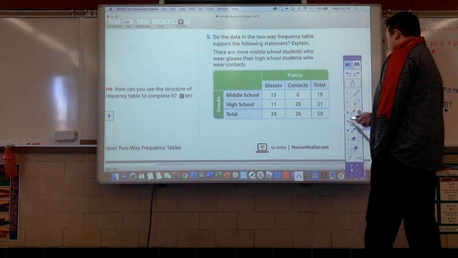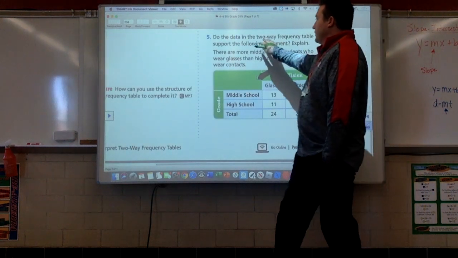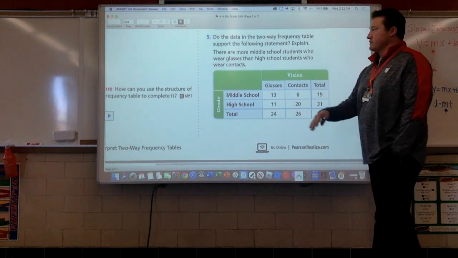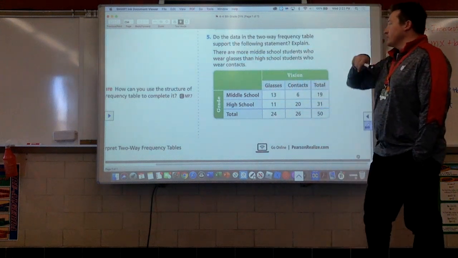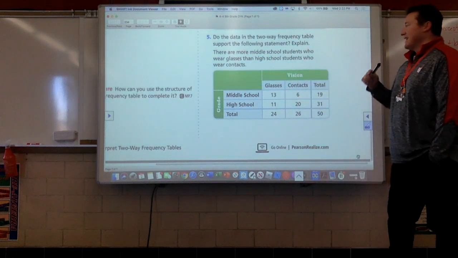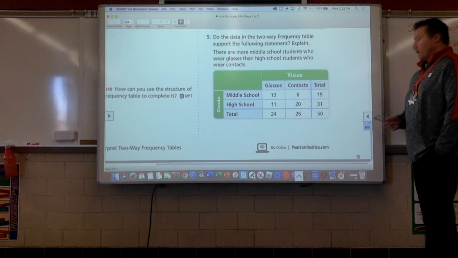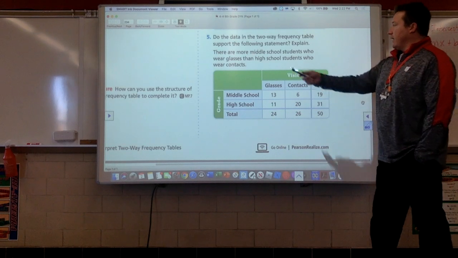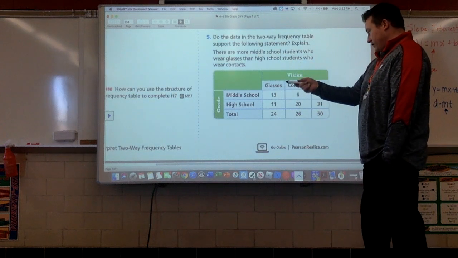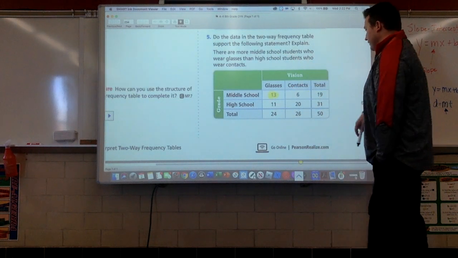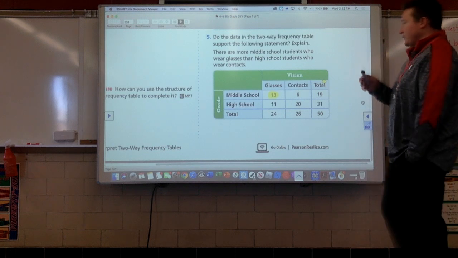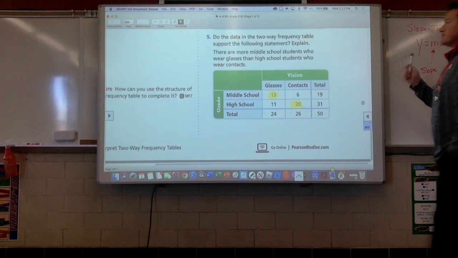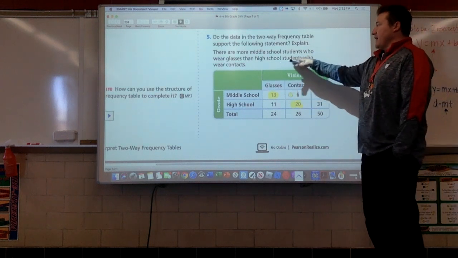All right, last question. Does the data in this two-way table support the following claim? I love these questions. There are more middle school students who wear glasses than high school students who wear contacts. Well, let's identify those two numbers. Middle school students wear glasses. I see it right there, 13. High school students wear contacts, 20. There it is.